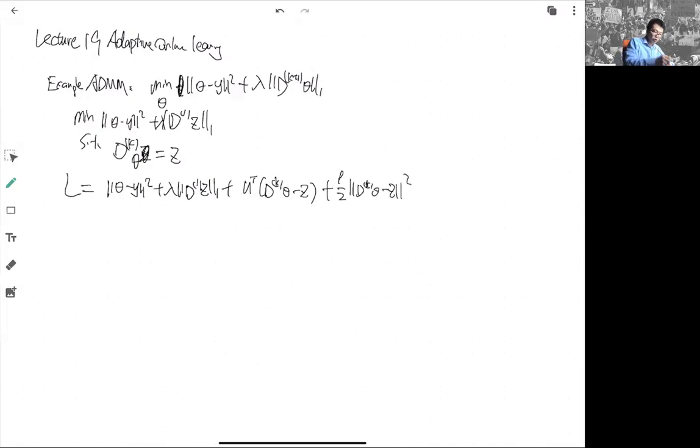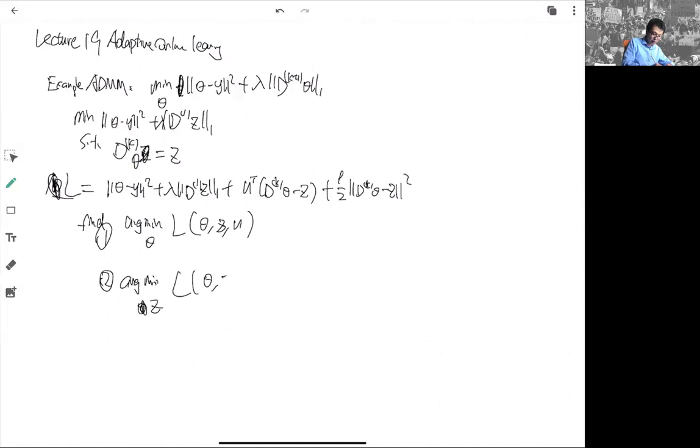Okay, so you've got an augmented Lagrangian term as a function of theta, z, and u. Now the update rule would be to simply find the argmin of L as a function of theta, fixing z and then fixing u. Okay, and this is step 1. And step 2, argmin over z of L, fixing theta and u.